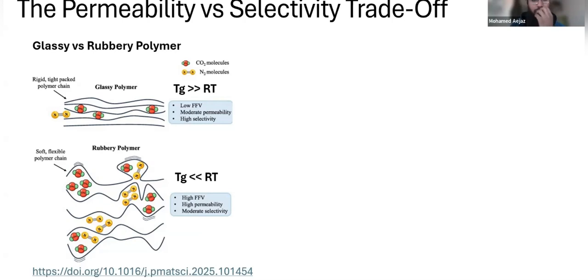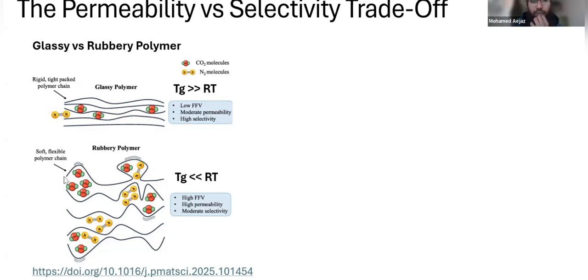They will always try to fluctuate. And the same happens in a rubbery polymer. So your chains try to fluctuate and they have high free volume. And this allows more and more permeability, because now the gas molecules have a big space to explore.